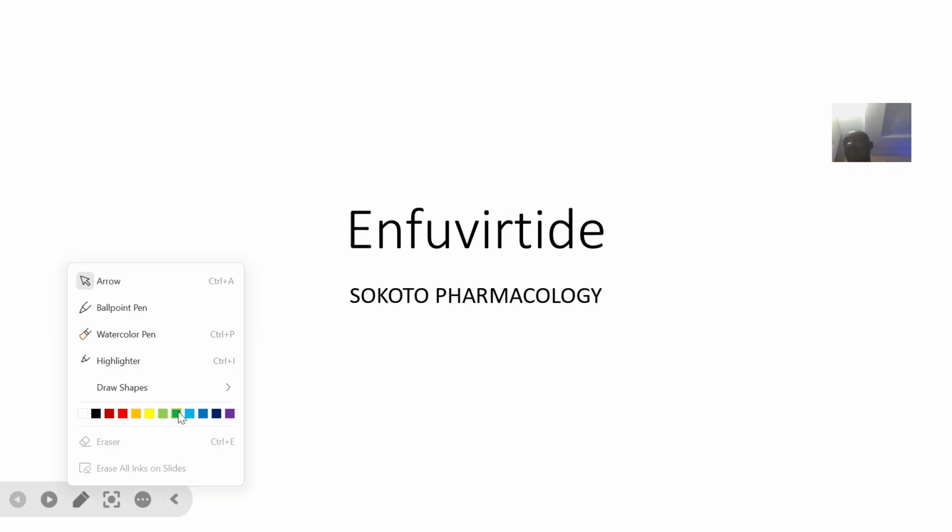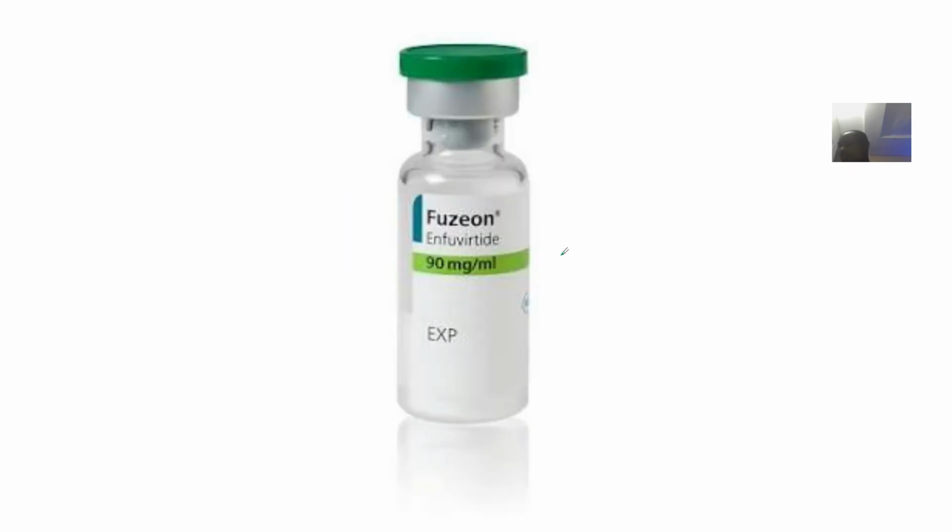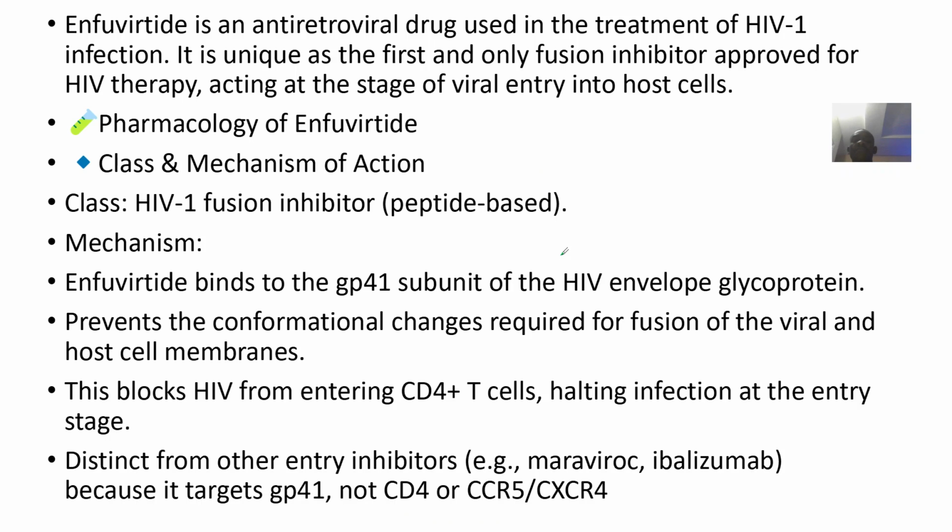Alright, so now for the next drug which we'll get to discuss its pharmacology, is what is known as enfuvirtide. This one is a very popular antiviral drug. Enfuvirtide. It's usually called Fuzeon. Just so you know, it's an antiretroviral drug. When you say a drug is an antiretroviral drug, it's used in treating HIV. So it's used in the treatment of HIV-1 infection. It is unique as the first and only fusion inhibitor.